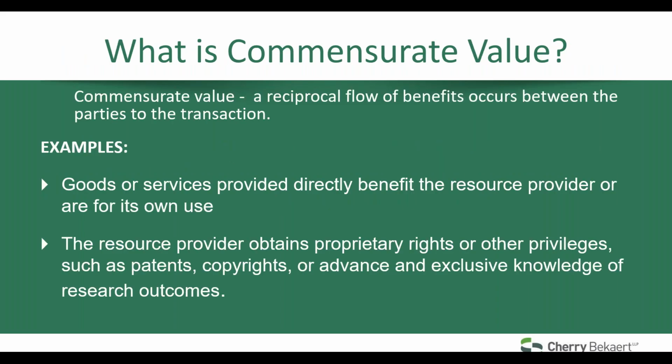So what is commensurate value? Commensurate value is a reciprocal flow of benefits that occurs between the parties to the transaction. So think about it. If you're in a transaction, you're either giving up something or you're getting something in return. So you're getting commensurate value. Goods or services that directly benefit the resource provider or are for its own use are considered commensurate value. If the resource provider obtains proprietary rights to things, patents, copyrights, exclusive knowledge, those are considered commensurate value.